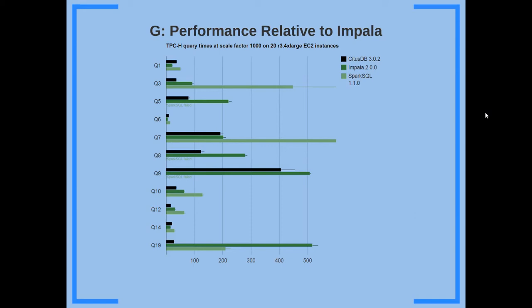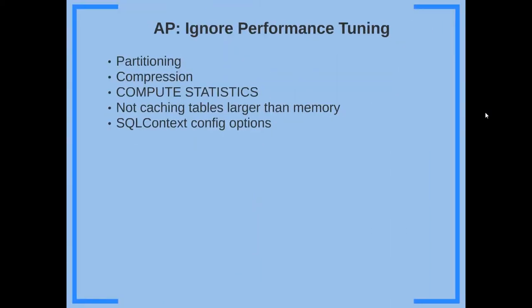that leads us to our next gotcha, or anti-pattern, which is assuming that, because this is Spark and Spark is fast, you can ignore performance tuning, and that's not the case. Just like with any other database, you need to do performance tuning.